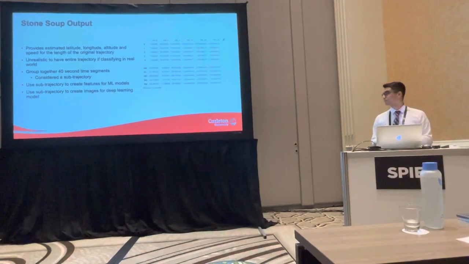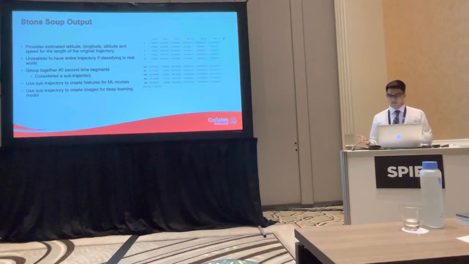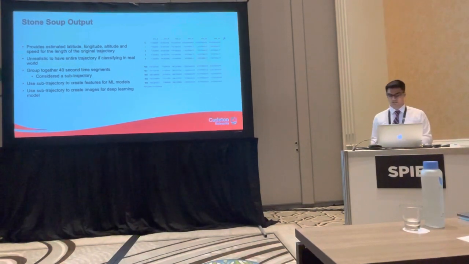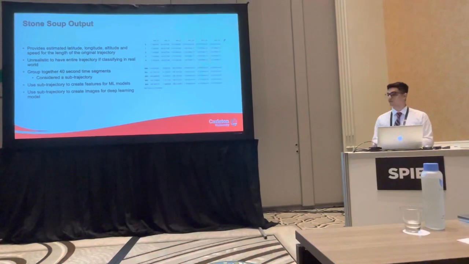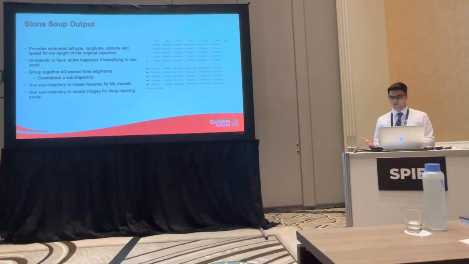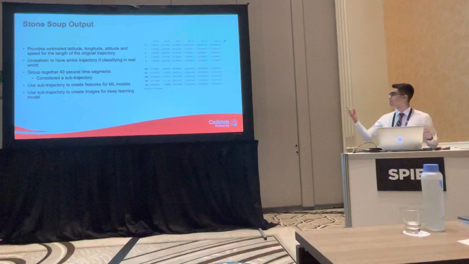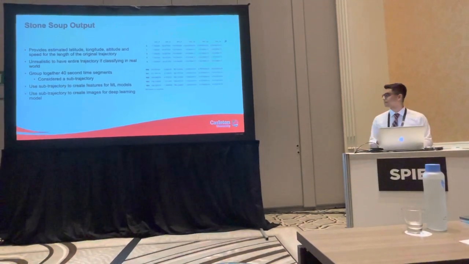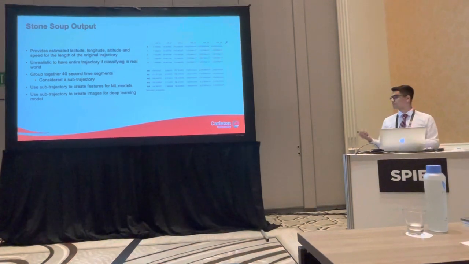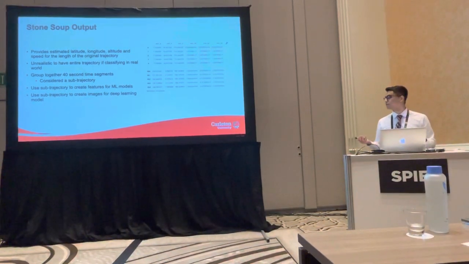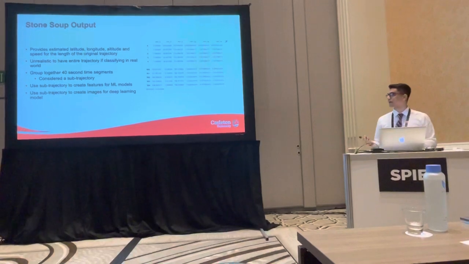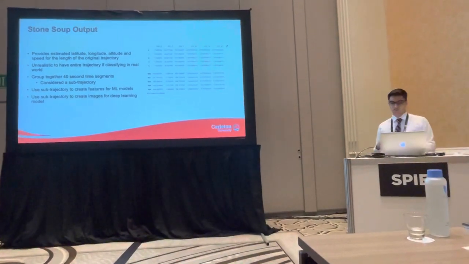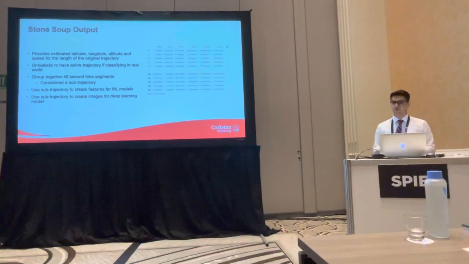So now that we have the output, I just wanted to quickly go over what's actually in the output. You basically have the estimated latitude, longitude, and altitude, and the speed in those directions for the length of the trajectory that was read in. You can see here on the right, in this table, this is around 15 minutes' worth of data, but that will be unique to a specific flight path, so it's not really useful to classify based on the entire flight path, and this is why we split up the data into 40-second time segments.